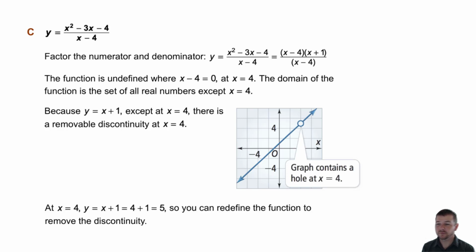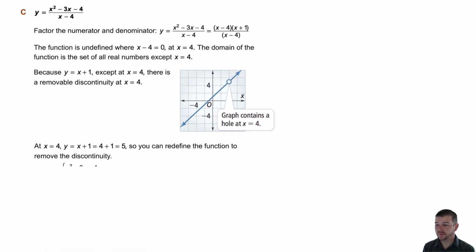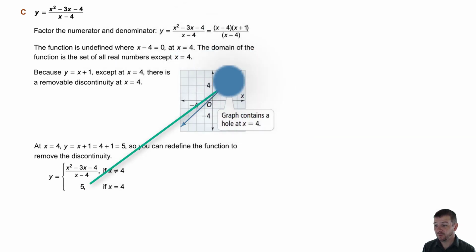At x equals 4, y equals x plus 1 equals 4 plus 1, and that equals 5. So you can redefine the function as a piecewise defined function to remove the discontinuity. Here's how that would look. y equals x squared minus 3x minus 4 over x minus 4, the original function, if x does not equal 4, and y equals 5, filling in the hole, if x does equal 4.